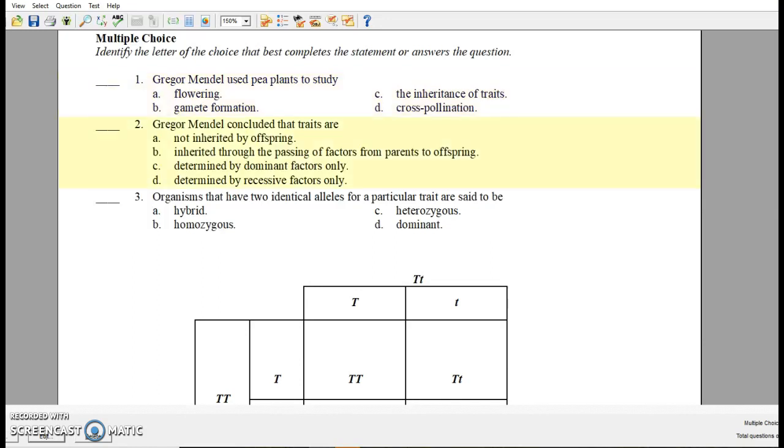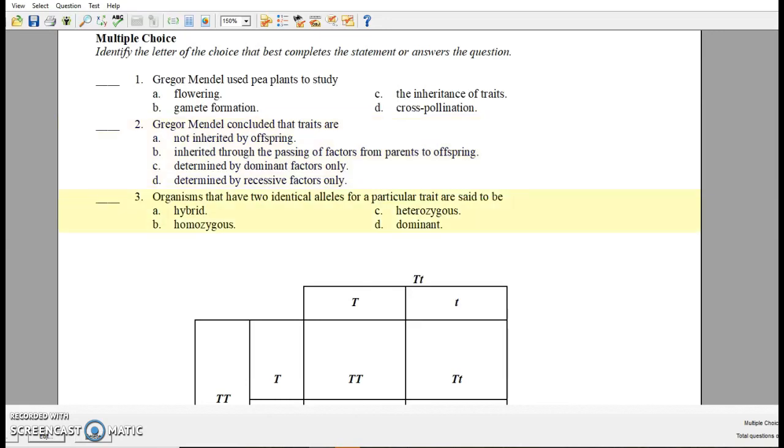Number two, he concluded that traits were inherited through the passing of factors from parent to offspring. He didn't know factors were genes and that genes had two copies called alleles, but he knew it was something being passed from parent to offspring.